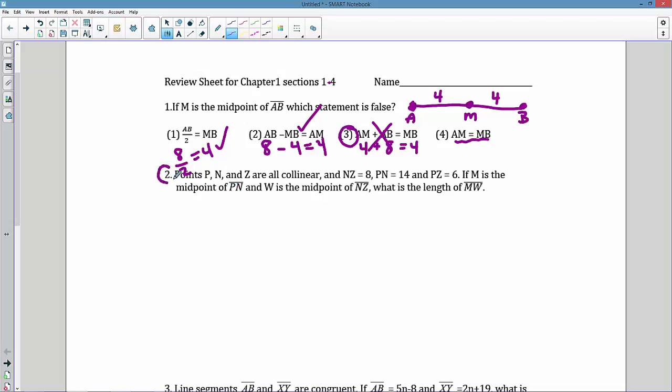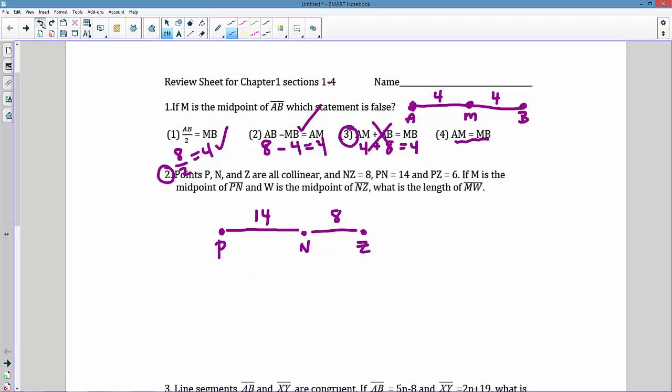Okay, problem 2 is a little bit tricky because P, N and Z are all collinear. That's true. So we try to put P, N, and Z. And again, we don't know that N is the midpoint, so I'm not going to assume it is. And we try to put them all in a line like this, and it seems to work out okay until we put the numbers in, right? So let's try that. NZ is 8, so we say that this is 8. PN is 14. So that would make PZ, segment addition postulate, 22, but it says PZ is only 6. So that's impossible, right? That's impossible.